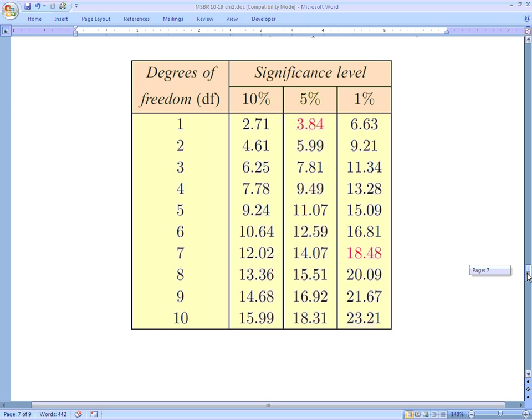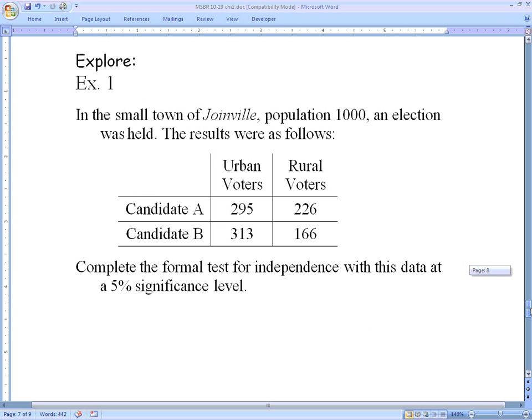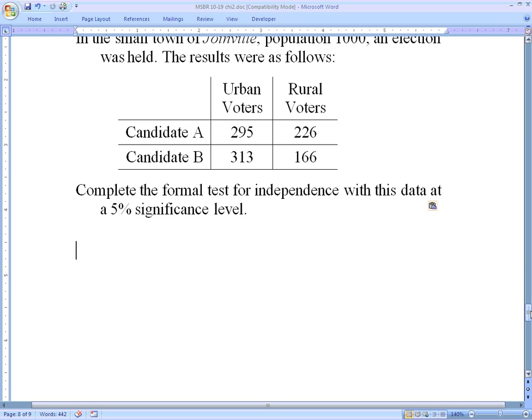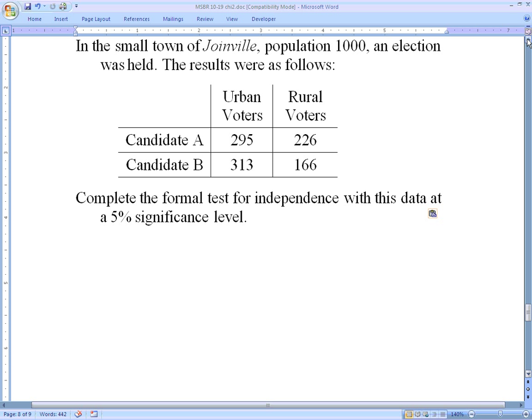So let me quickly run through one last example here involving chi-squared. In a small town of Joinville, population 1,000, an election was held. The results were as follows. We have two candidates, candidate A and B, and then two sets of voters, urban and rural. Urban meaning in the city, rural meaning outside the city. Complete the formal test for independence with this data at a 5% significance level.